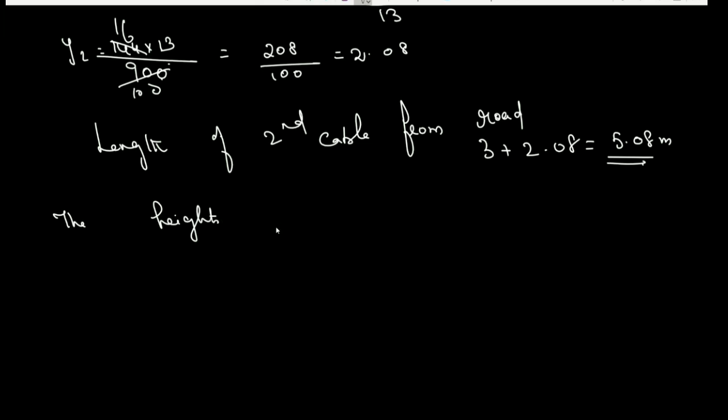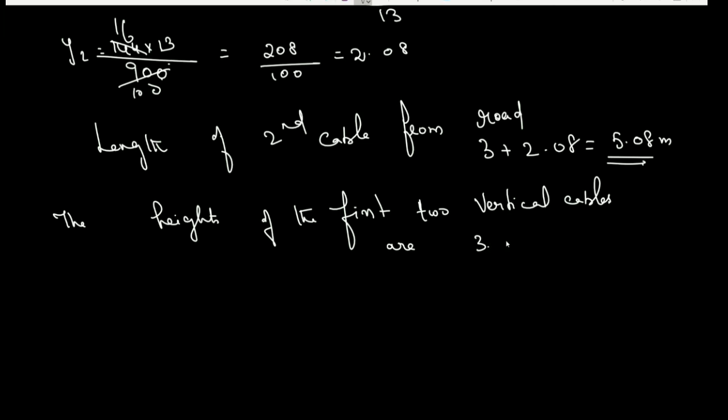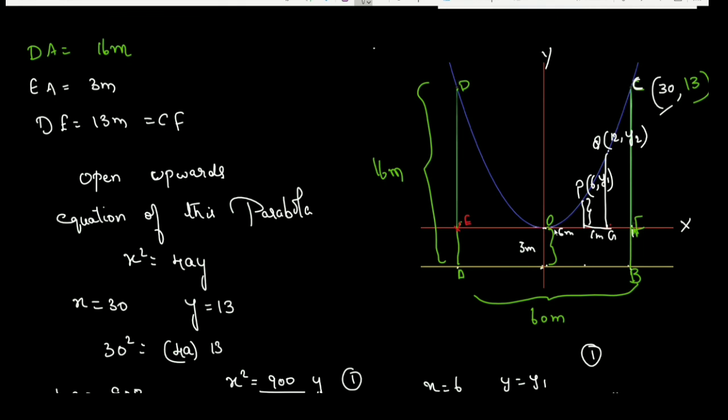The heights of the first two vertical cables are 3.52 meters and 5.08 meters. The vertex we are moving, but the height is calculated from the road.